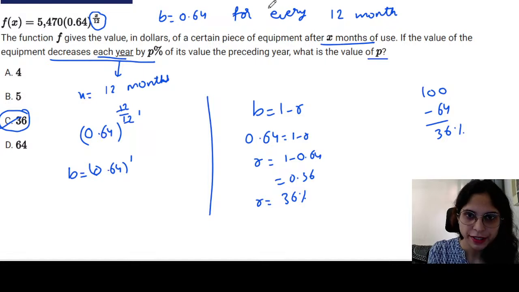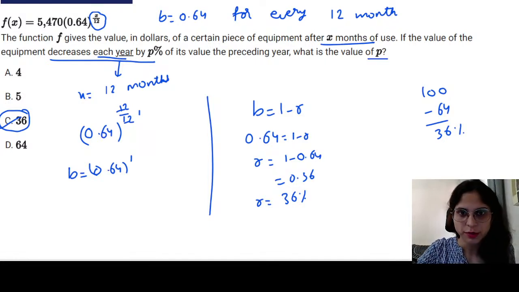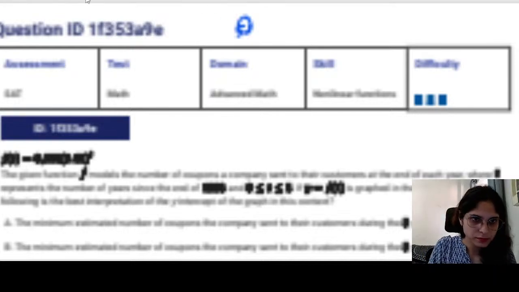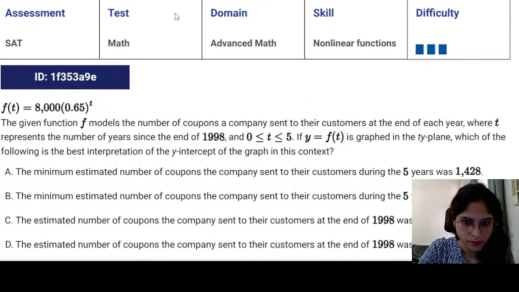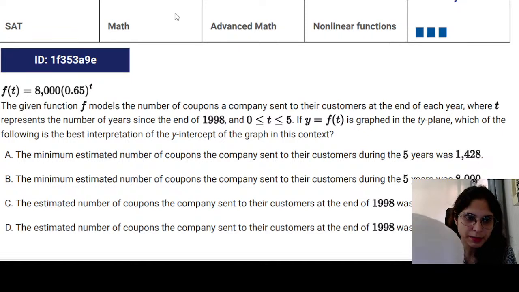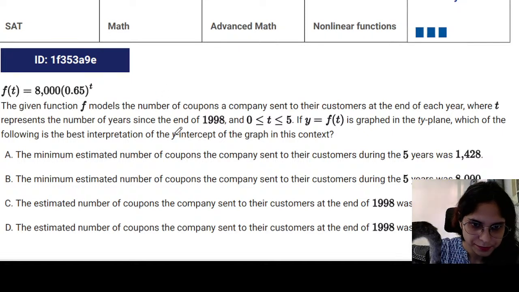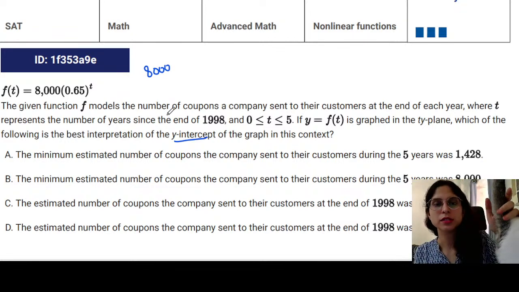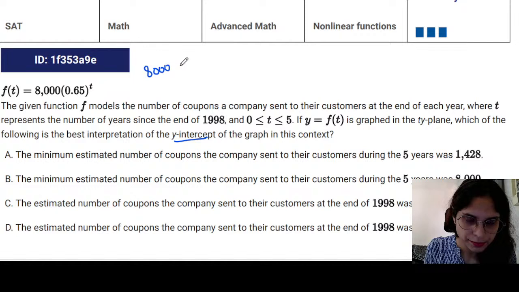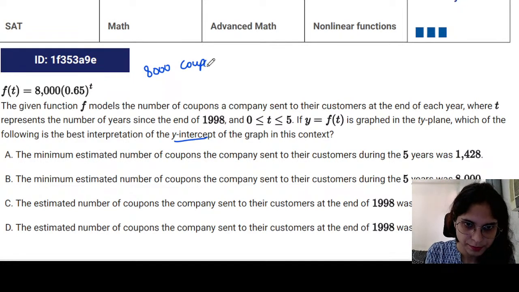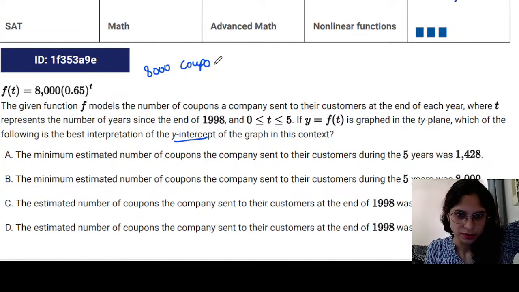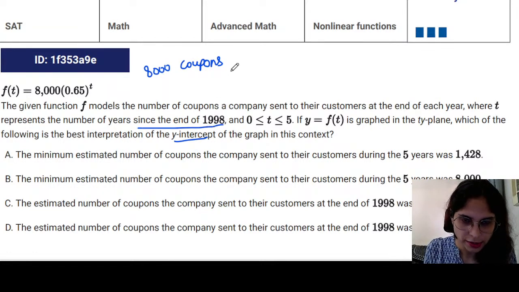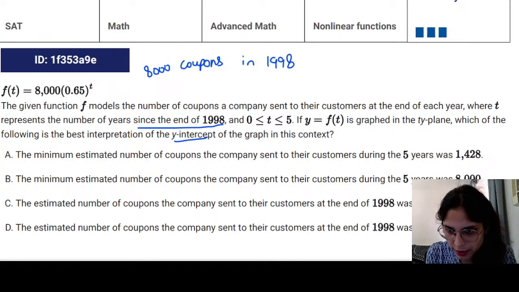Next is question number 55. That's on page number 56. What is the best interpretation of the y-intercept? Y-intercept is 8,000. And 8,000 is the number of coupons, and since the end of 1998, 8,000 coupons in 1998. That is the meaning. So wherever you don't see 8,000, you cancel those options.